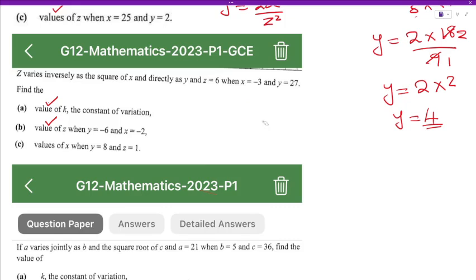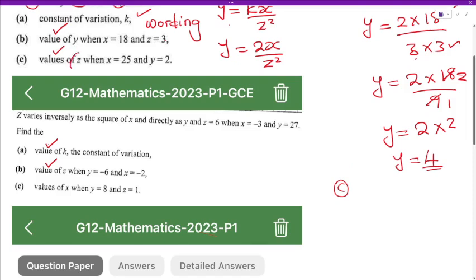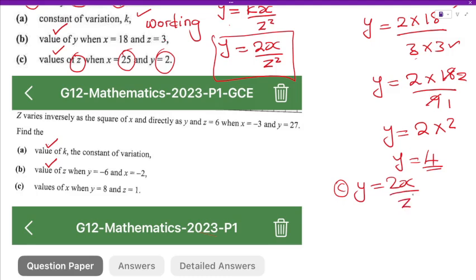So let's actually solve C from down here. So I'm saying C is equal to find the values of what? Of z when x is 25 and y is 2. So first thing first, you capture your formula there, which is y is equal to 2x over z squared.